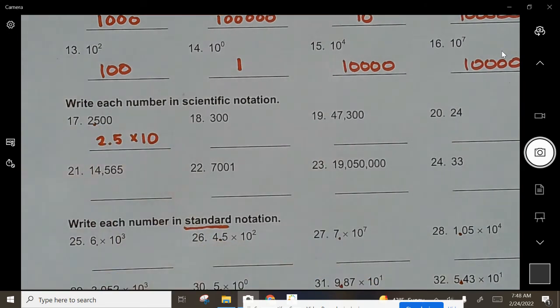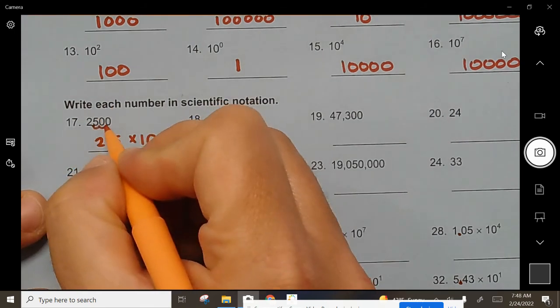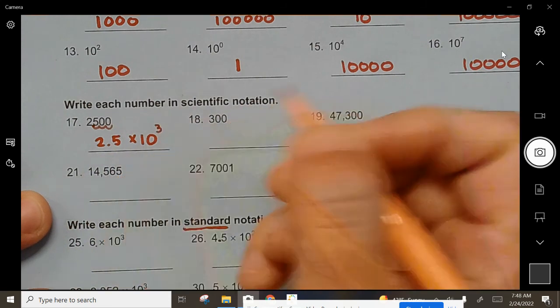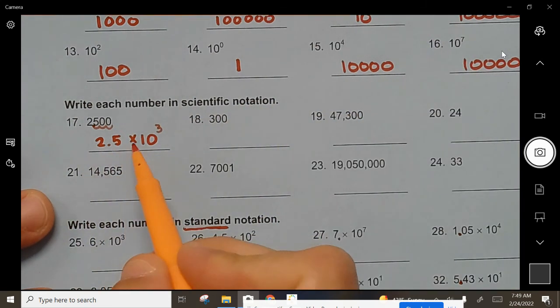Now, how many spaces? I'm running out of room with this marker. It's kind of showing me out. How many spaces was this going to be? 1, 2, 3. So it becomes 2.5 times 10 to the third. Okay? 2.5 times 10 to the third.